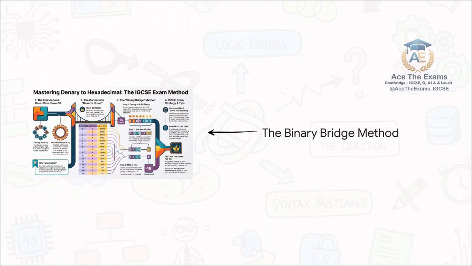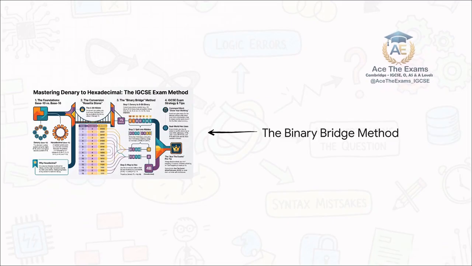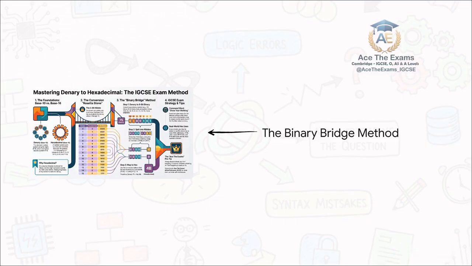So you're sitting there, the clock is ticking, and you have to convert a denary number to hexadecimal. The single biggest trap here? Trying to do it all in your head. Seriously, if you do that and make one tiny little arithmetic slip, you lose every single partial mark available. It's just not worth it.